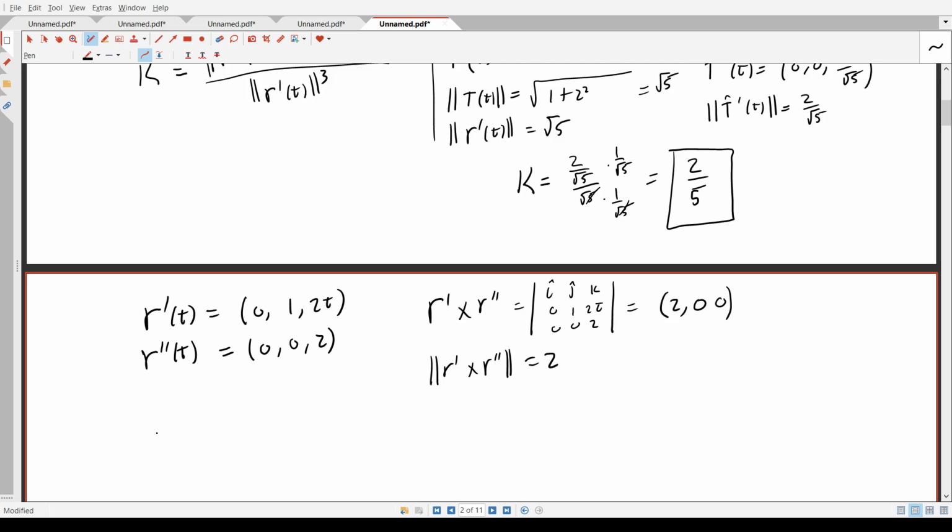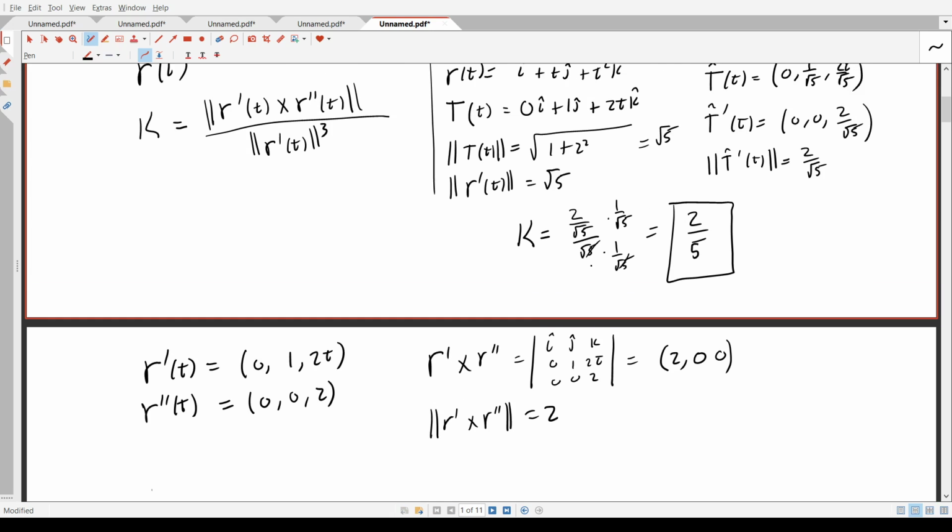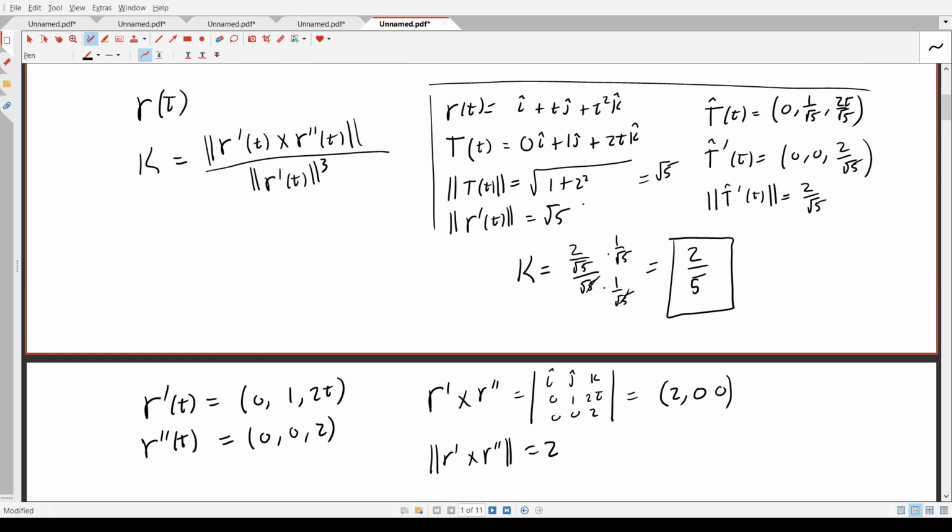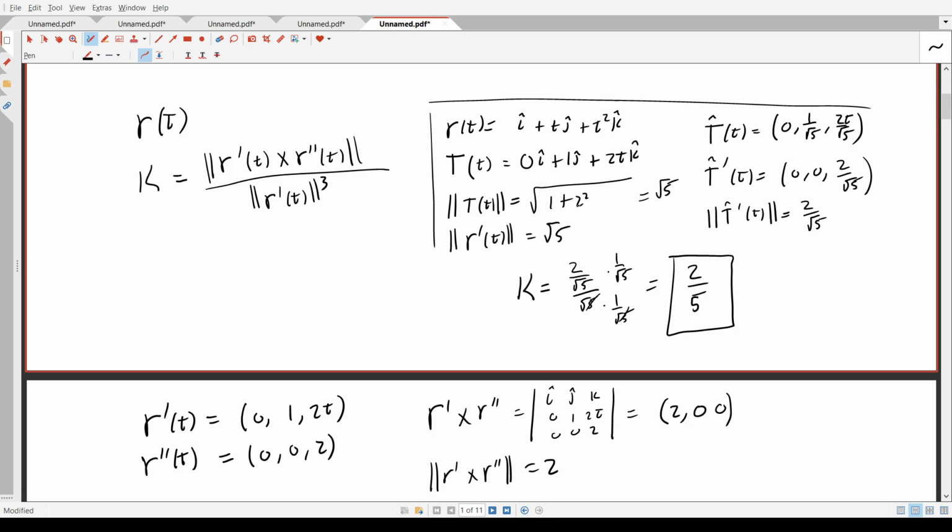Did I make a mistake? I think I made a mistake in this top one. I did. This was supposed to be 2t. Okay, so that would have changed this quite a bit. So I'm going to say that the rest of this was actually wrong.